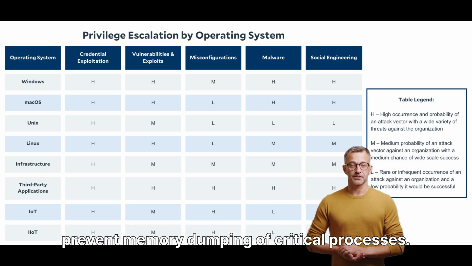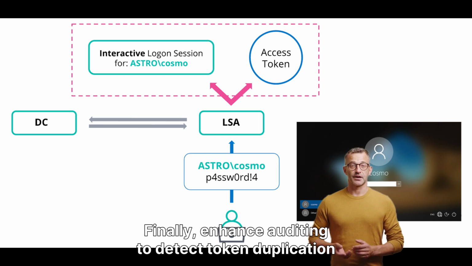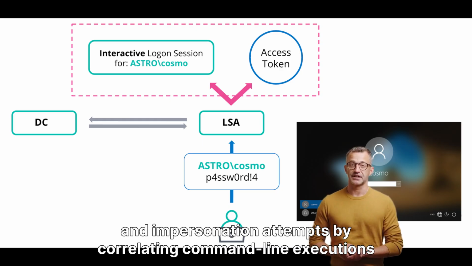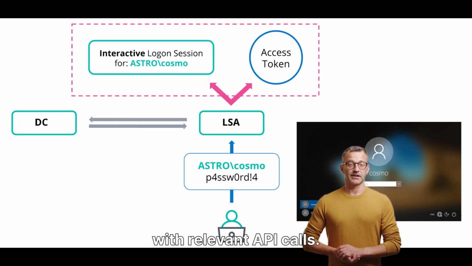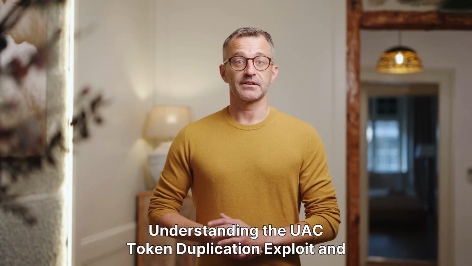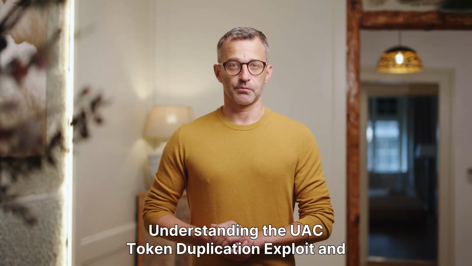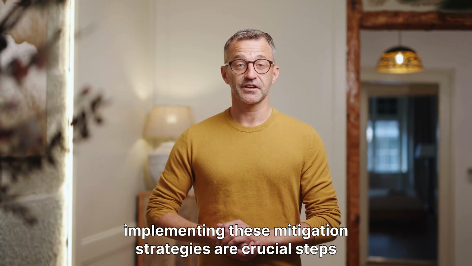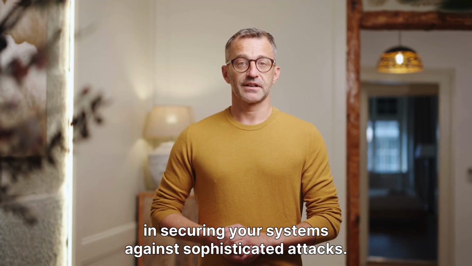dumping of critical processes. Finally, enhance auditing to detect token duplication and impersonation attempts by correlating command line executions with relevant API calls. Understanding the UAC token duplication exploit and implementing these mitigation strategies are crucial steps in securing your systems against sophisticated attacks.